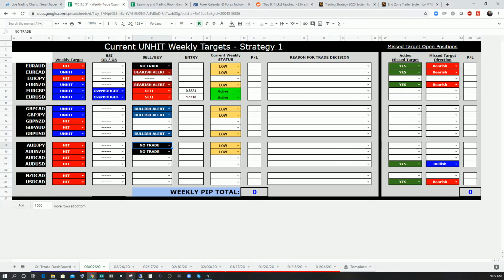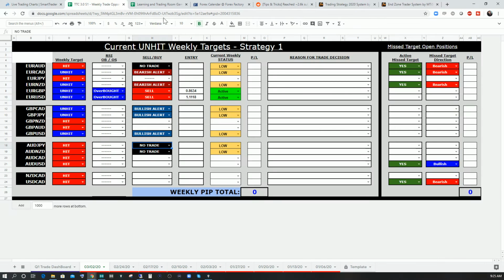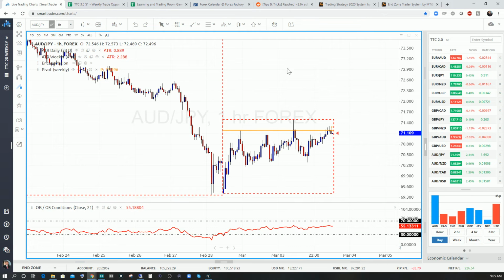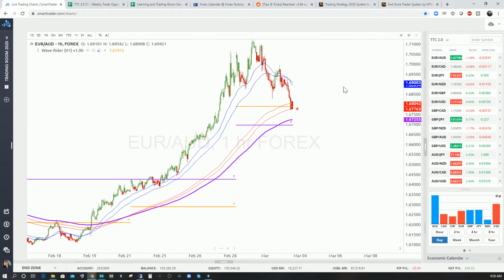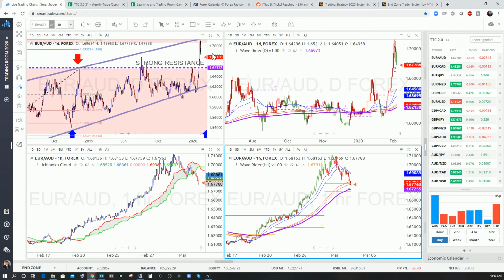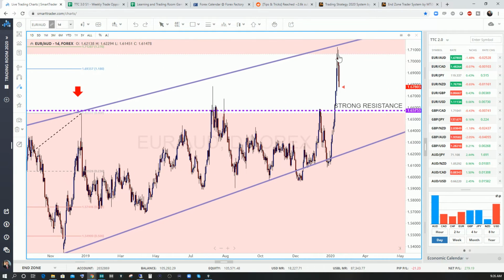Now let's go ahead and take a look again at the ones that just picked up some more positions. The Euro Aussie we've looked at right here. The Euro CAD is another one that we've got open from the previous week. So let's go take a look at the Euro CAD. And now I'm going to go to more of a long-term outlook. We're going to take a look at Euro CAD right here from a long-term perspective. Now, before I move to Euro CAD, take a look at Euro Aussie.